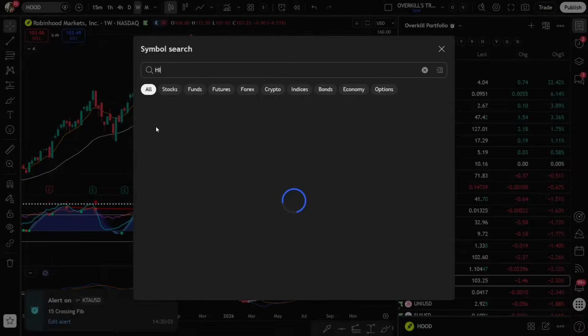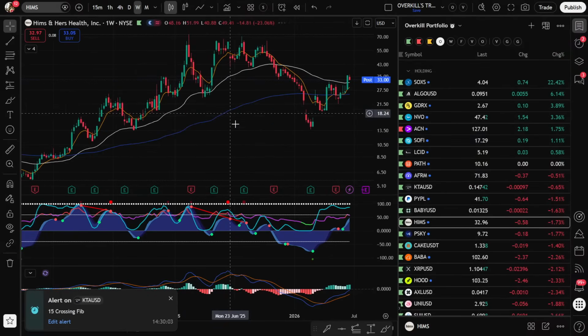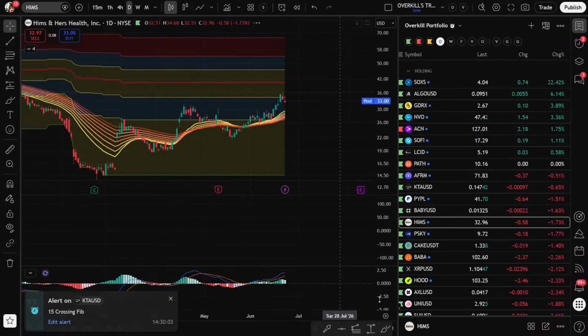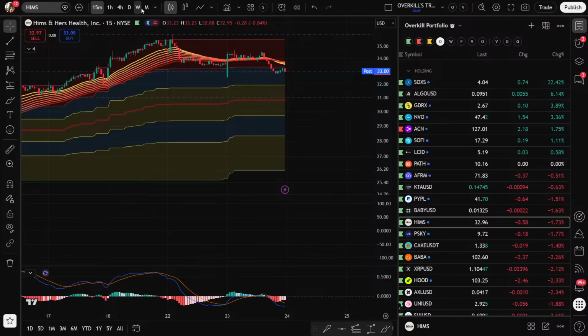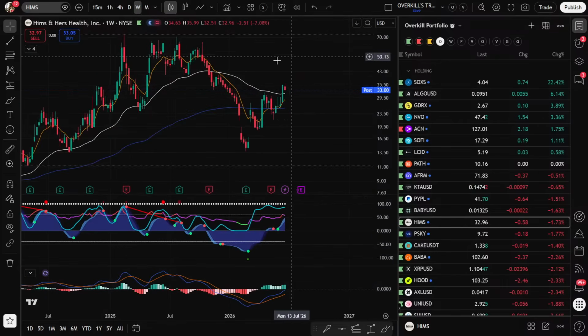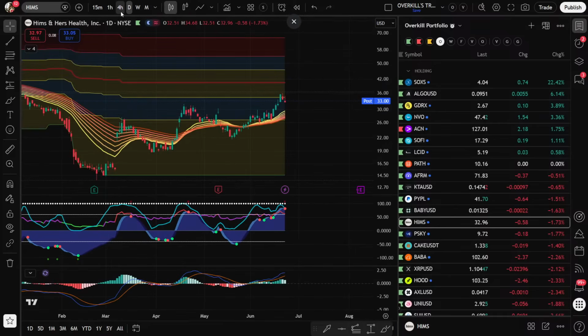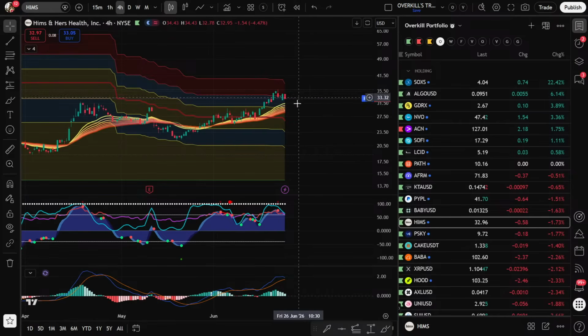I did trim my HIMS position today. This is another one that got the red dot on the daily. It's ran really hard here. I'm kind of looking for it to pull back into its EMAs to re-enter. And the weekly is still green, but I wanted to raise some capital. I was up over 100% on the trade. It also got a red dot in the red zone on the 4 hour, so that is one of our trimming signals. I didn't sell the whole position. I think I sold 75% of it.